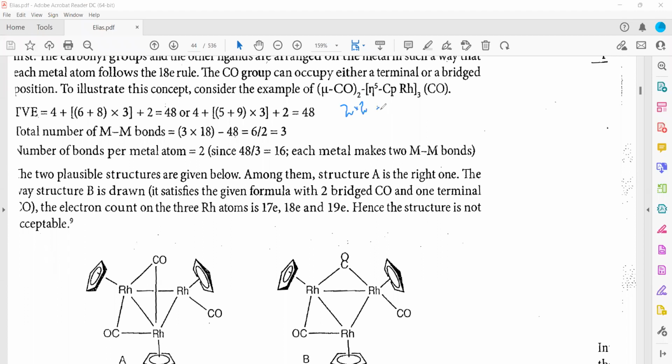Okay, then eta 5 Cp. So I am calculating by the neutral atom method. In here, it is calculated by the oxidation state method. So eta 5 will have 5 electrons.